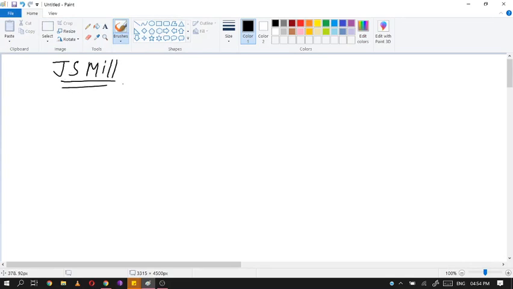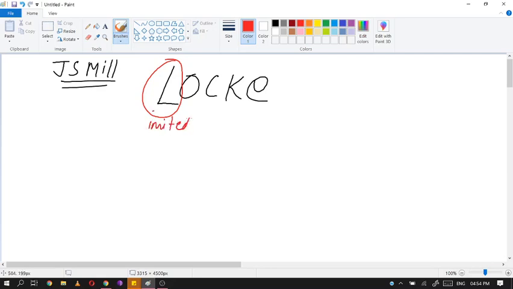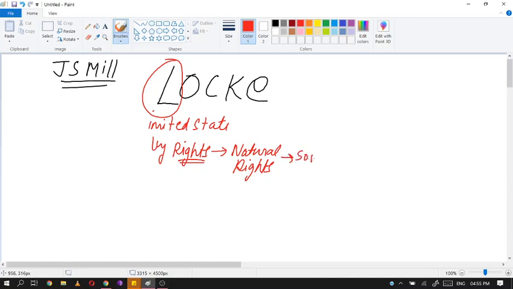If in one word I will have to explain you how to recollect what is all there in JSML, just try to understand, or let's do this. Locke, you remember we did Locke. You always try to remember L is limited state. How do you limit a state? By rights. What kind of rights Locke gave? Natural rights. ठीक है? अचानक से now you remember all the things. State of nature, state of peace. ठीक है?